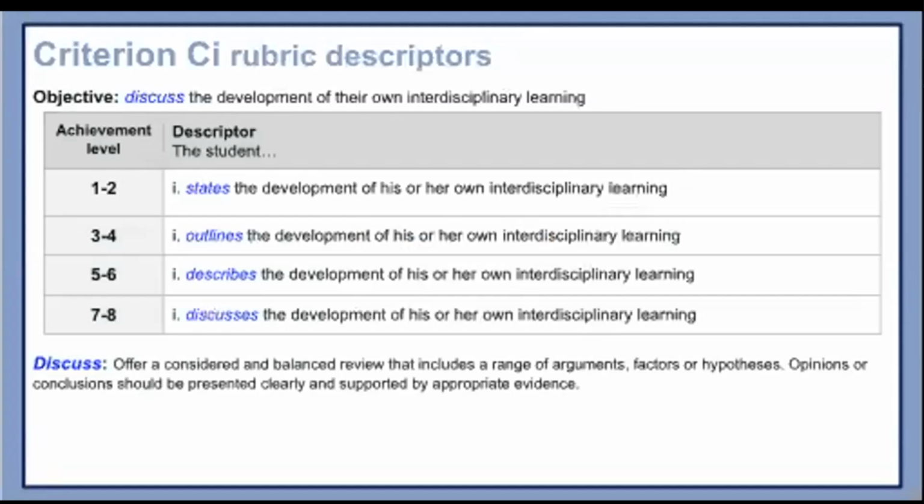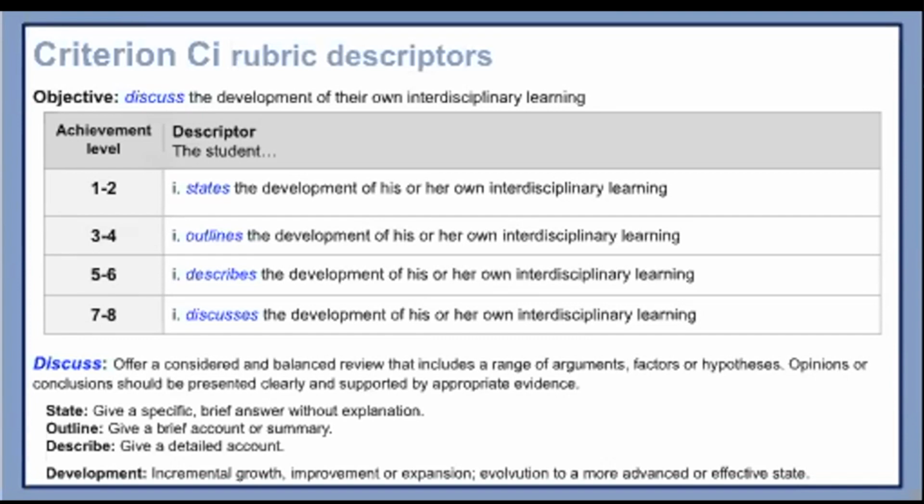Criterion C, in this criterion strand, the command term is discuss. Even though, once again, it only appears in the 7-8 level. They are trying to discuss, offer a considered, balanced review, including a range of arguments, opinions, conclusions. Yeah, they are trying to discuss in this criterion.